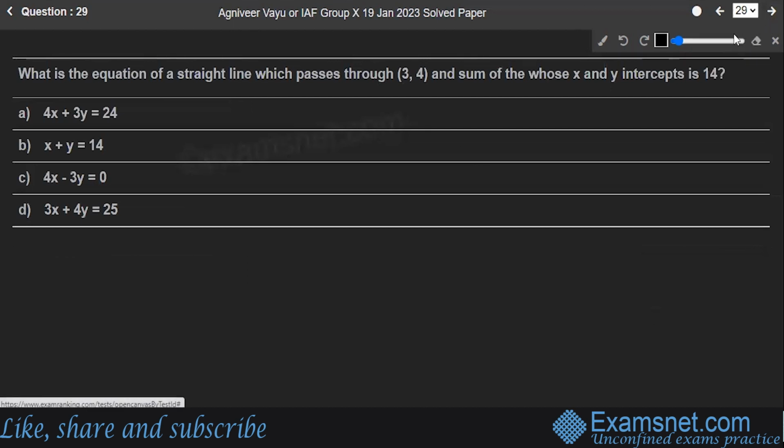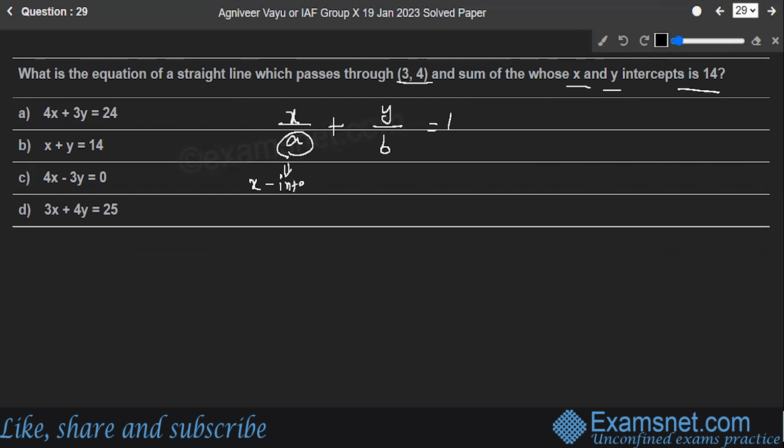What is the equation of the straight line which is passing through 3, 4 and sum of whose x and y intercepts is equal to 14? See, the equation of the line in the intercept form is x upon a plus y upon b is equal to 1. So here a is your x-intercept and b is your y-intercept. Okay.